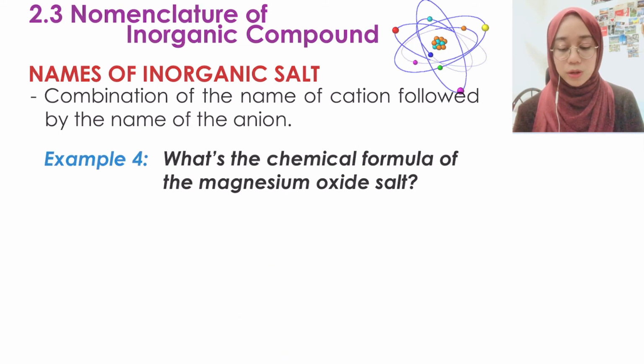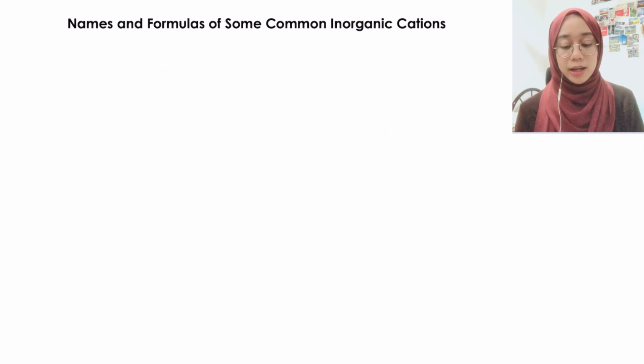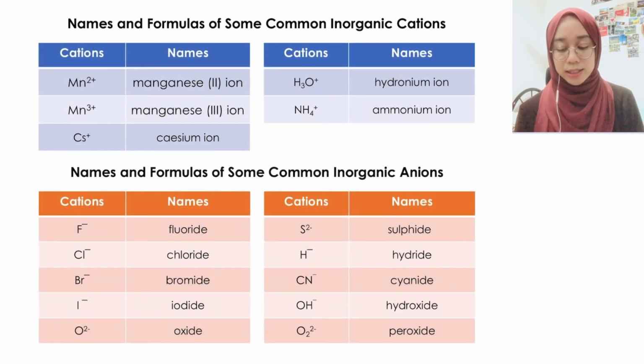Okay, so now these are the names and formulas of some common inorganic cations. Kamu boleh tengoklah dekat sini yang mana yang ada guna Roman numeral, yang mana yang tak ada. Okay, and then kat sini pula kita dah start ada untuk anions. So anions yang dekat sini somehow macam penting lah untuk kamu tahu. Okay, anions yang ada dekat page ni penting.